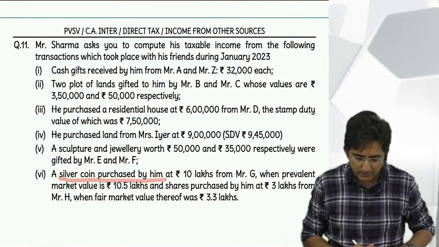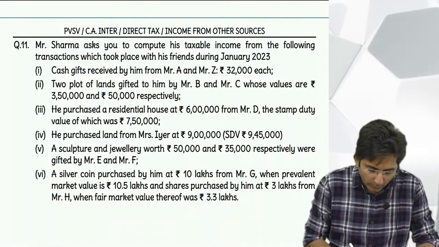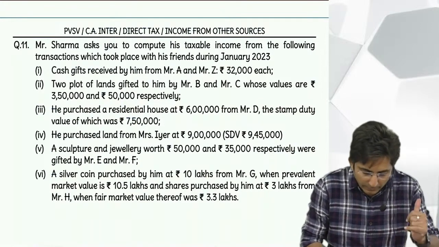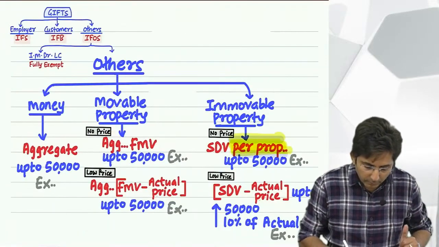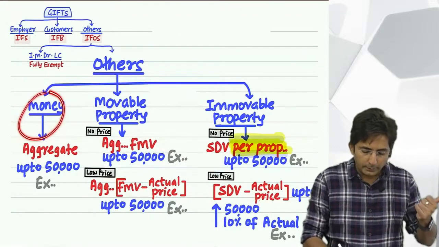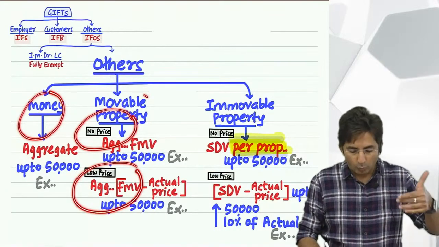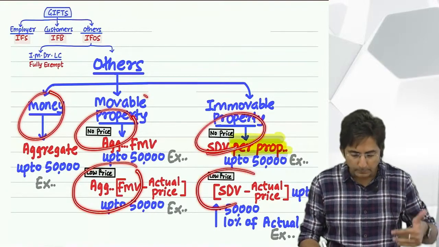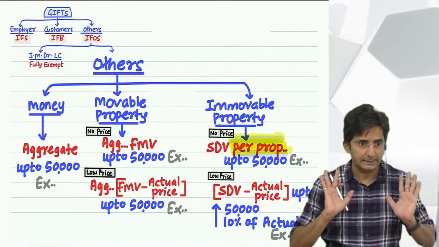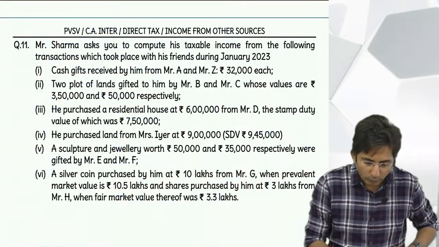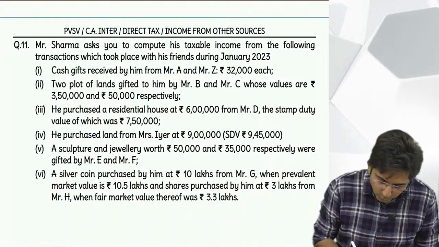Then silver coin purchased. I'll write something, you also write. First, tell me: what is money gift? What is movable property no price? What is movable property low price? What is immovable property no price? And what is immovable property low price? It's better we first decide and keep so that we can solve easily. So tell me one by one. First transaction is cash gift, which is money gift. I will write here, you also write.